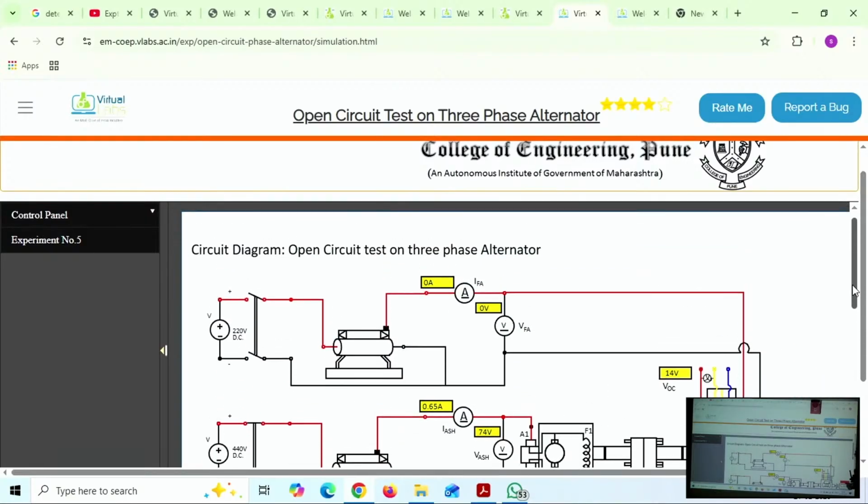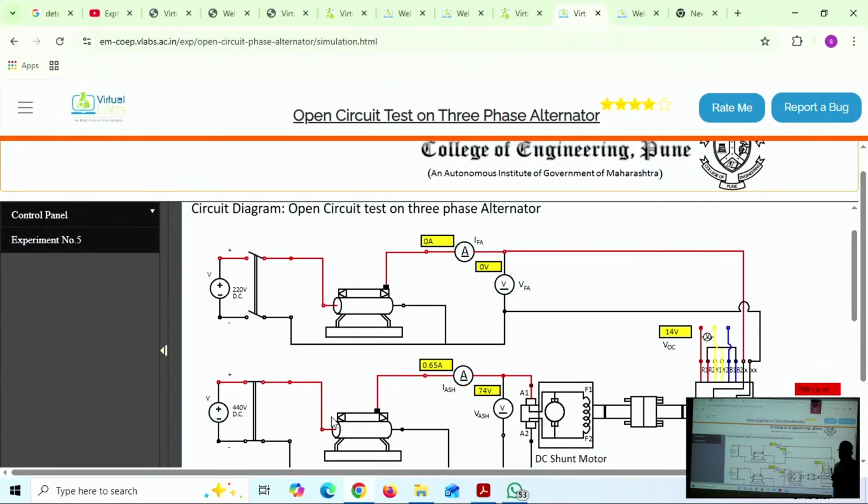Okay, after reaching the rated speed, now what should be given? Field excitation. Yes, close that. This is done. It will take many steps, and for each step there is a recording process. Store data.